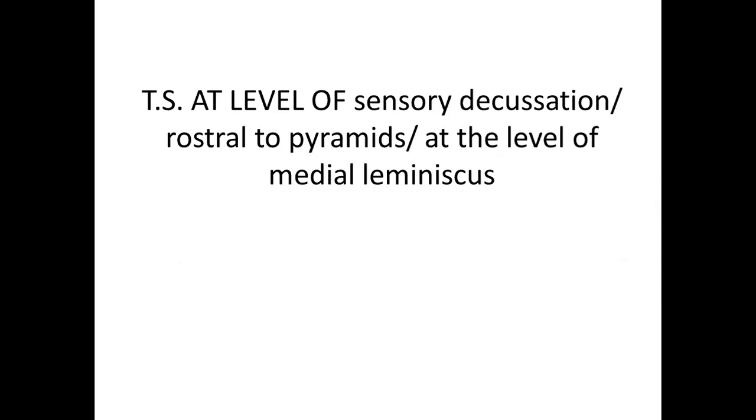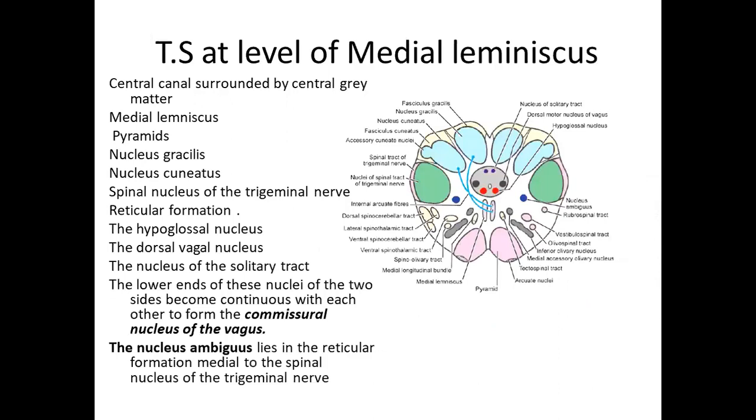Then the transverse section at the level of sensory decussation, rostral to the pyramids, or at the level of the medial lemniscus. So again, these are the nucleus gracilis and the nucleus cuneatus. Fibers arising from them are known as internal arcuate fibers. They will be crossing to the opposite side. They will be arranged to form the medial lemniscus.